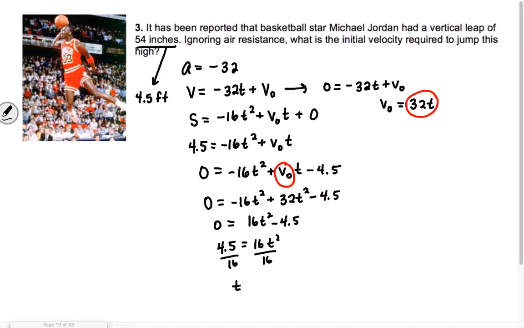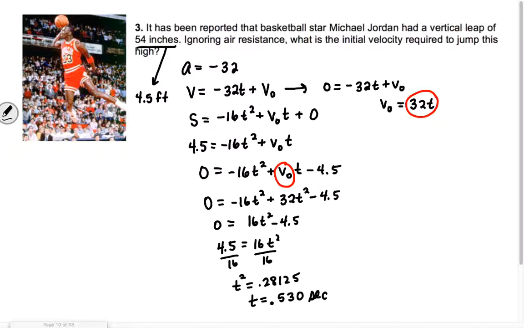So t squared is equal to 0.28125. When we take the square root of that answer, we get 0.530. So that's how many seconds it takes. I have that in my calculator: 0.53033000859. Okay?